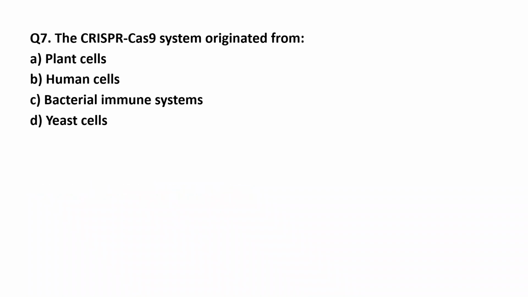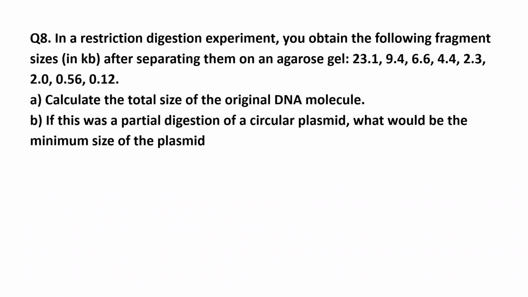Okay. In a restriction digestion experiment, you obtain the following fragment sizes after separating them on agarose gel. So these are the sizes. Calculate the total size of the original DNA molecule. If this was the partial digestion of a circular plasmid, what would be the minimum size of the plasmid?